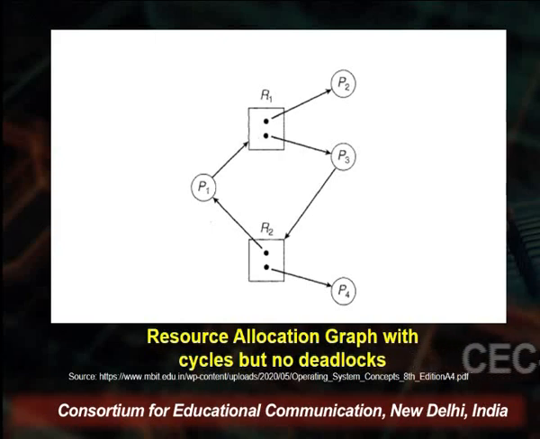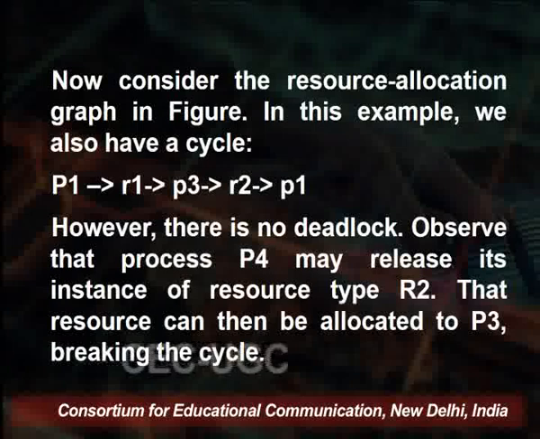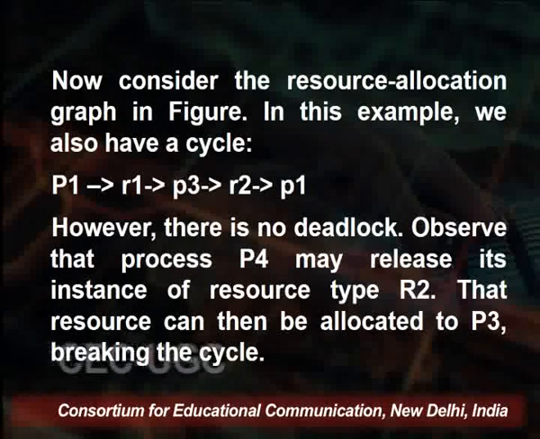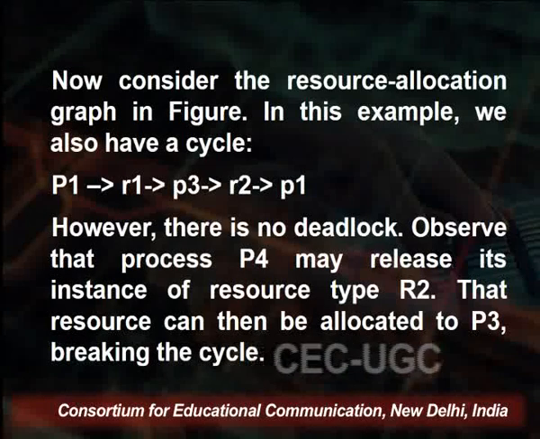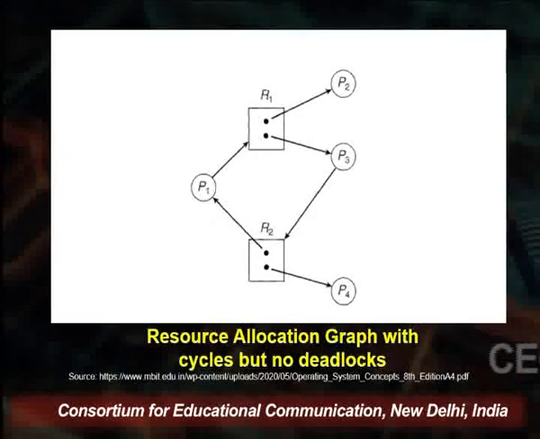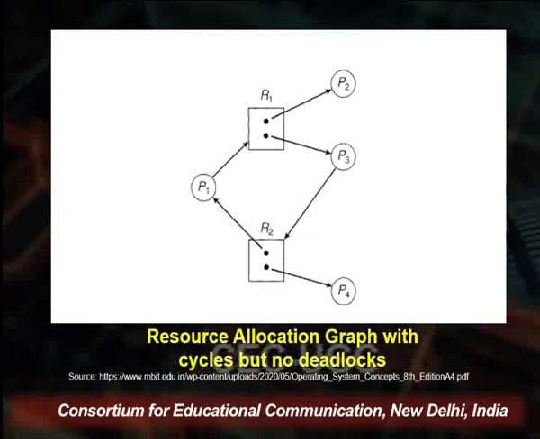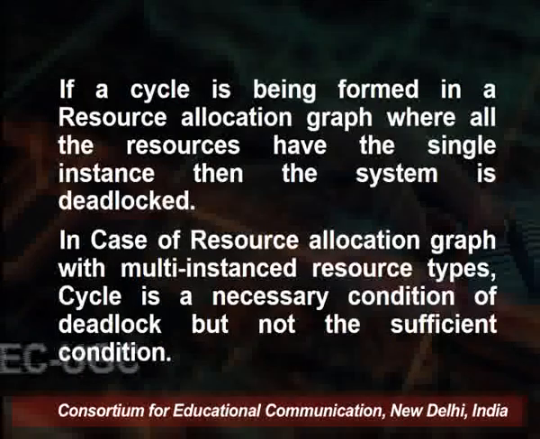So even if there is a cycle which is very well visible in the resource allocation graph, a deadlock may or may not exist, and the sole reason here is the availability of multiple instances of the resource type R2. So there is no deadlock, because the process P4 may release its instance of R2, and that resource can easily be allocated to P3, and that will ultimately break the cycle. So even if we have one cycle present here, this may result in a system with no deadlock.